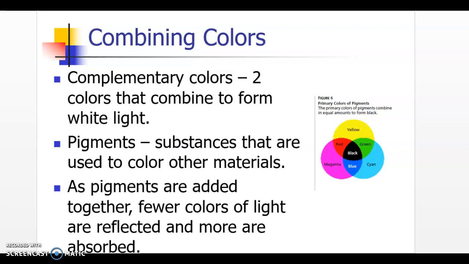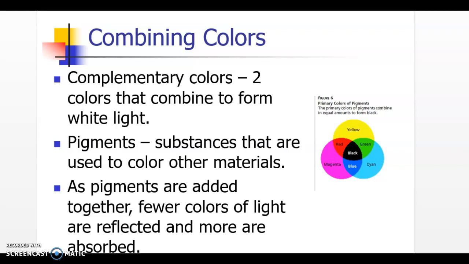Pigments are slightly different. With pigments, we're adding colors to each other. And when we do that, we actually start to kind of cover up some of the colors. So as we mix a couple colors together, we'll get different colors. If we mix all the colors together, we get black. Okay, so it's not like before where if we have all the colors together, we have white light. And when we're talking about pigmentation, all pigments together give us black.